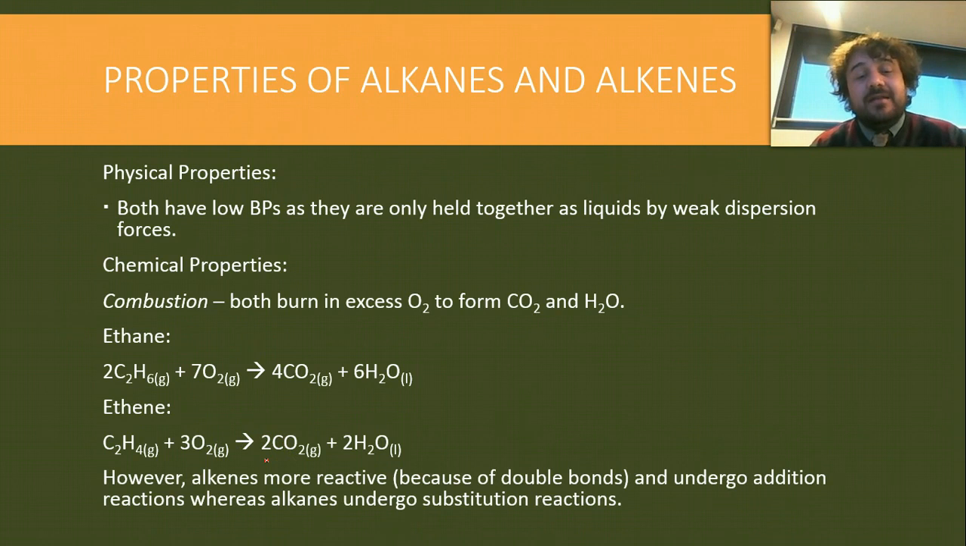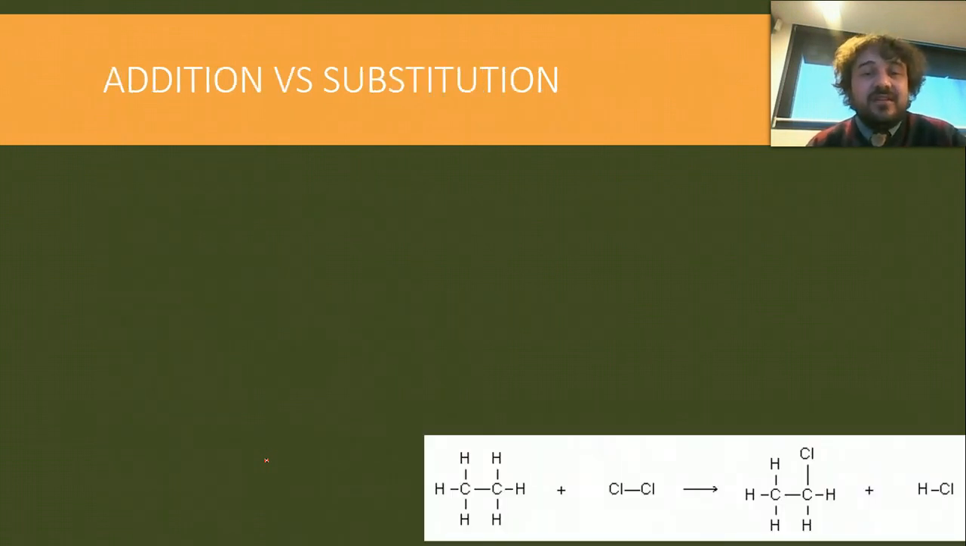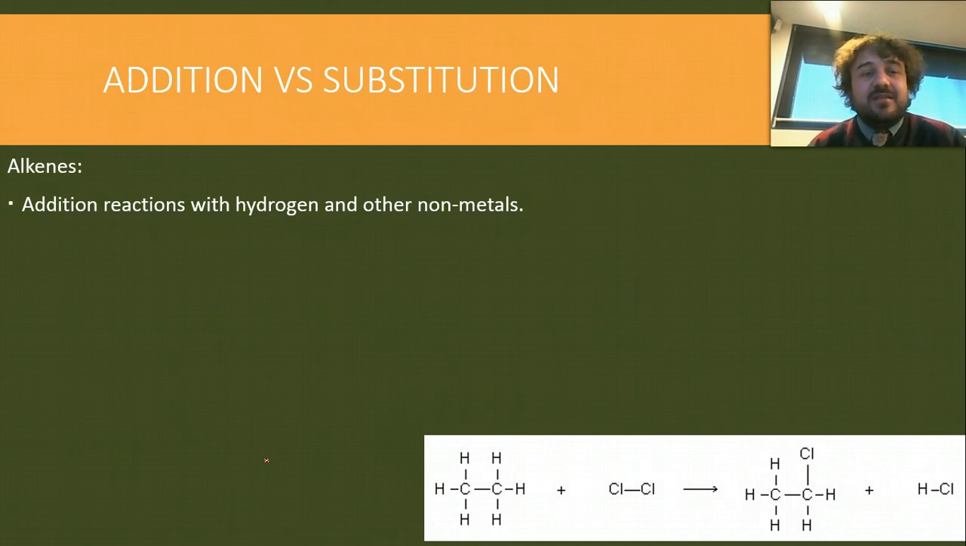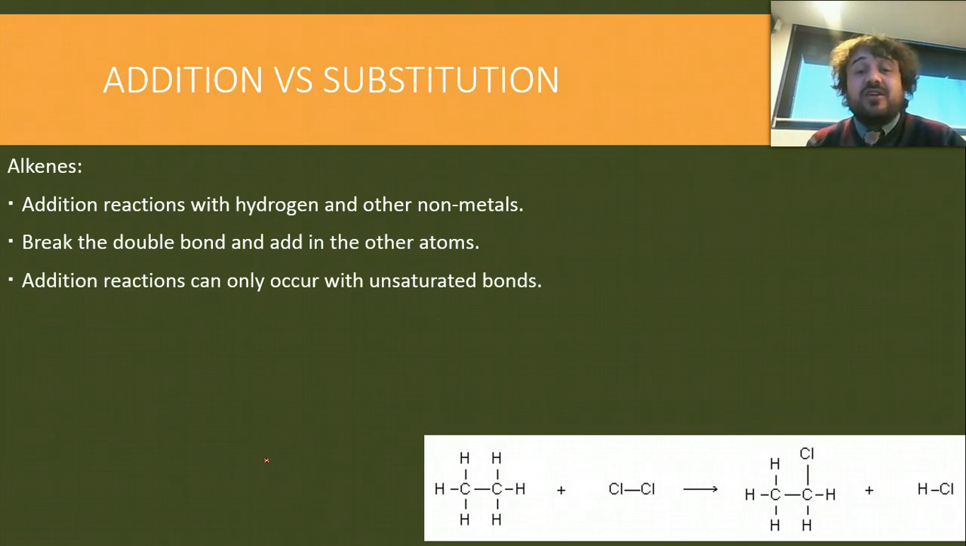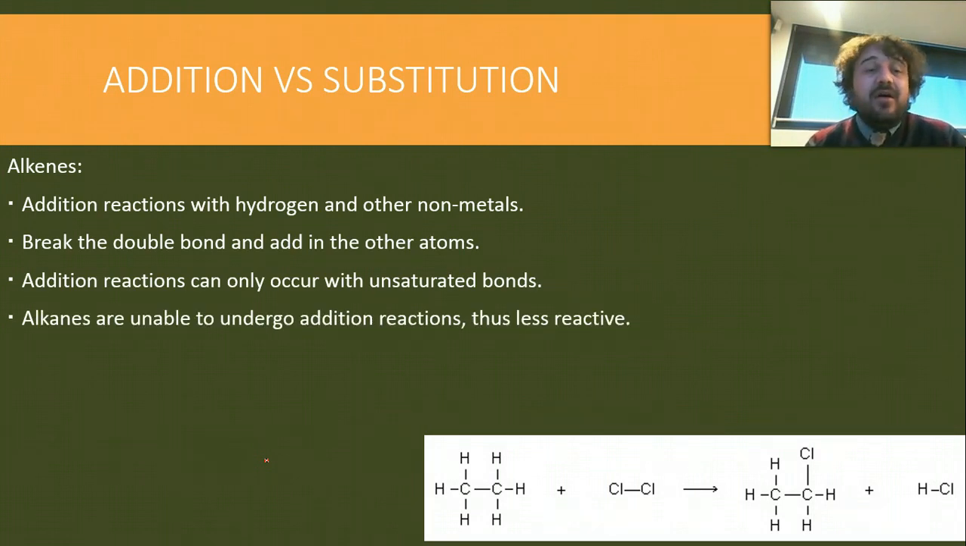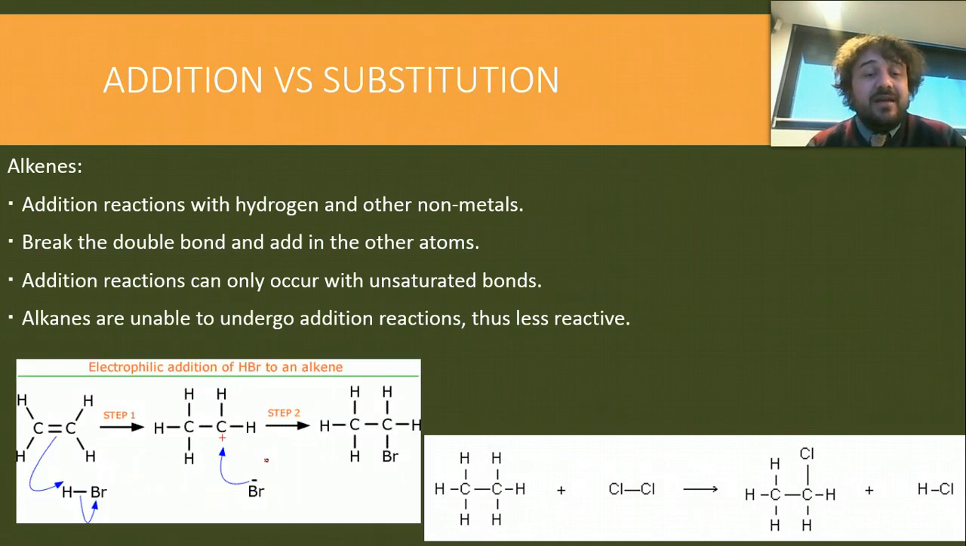Now, alkenes are more reactive. This means they can undergo addition reactions, whereas alkanes can only undergo substitution reactions. So let's have a quick look at that. Addition versus substitution. Alkenes can go through addition reactions with hydrogens and nonmetals, because they are unsaturated. The double bond breaks, and they can just slot right in where it's at. Addition reactions can only occur with unsaturated bonds.